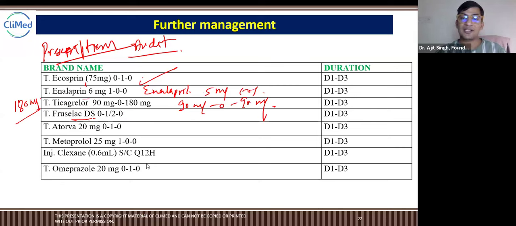Why have we given Frusilac DS here? Yes, guys. Frusilac DS, we have given just for the prophylaxis or just to control the ischemic heart failure. Ischemic heart failure was there, na? So to resolve the symptoms of ischemic heart failure, Frusilac DS was given. What is Frusilac DS composition, guys?